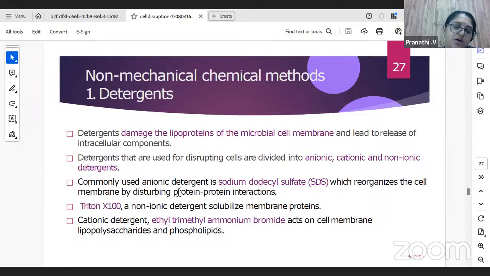So the amino end or the phosphate end, it can work at different ends. So SDS-PAGE is what we usually use for protein separation and analysis. Sodium dodecyl sulfate reorganizes the cell membrane. So what is it going to do? Disrupt your protein interactions. Triton X is for membrane proteins. Again, the cationic detergent, ethyl trimethyl ammonium bromide, acts on your LPS, that is your lipopolysaccharides, and your phospholipids.